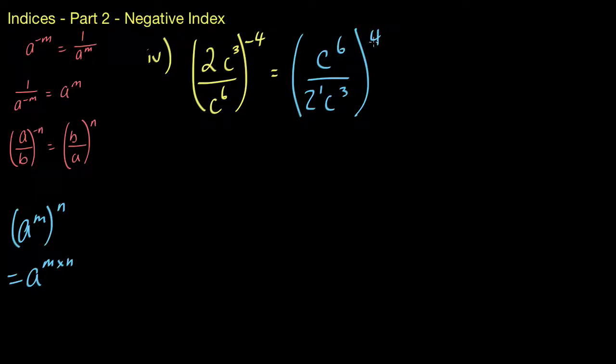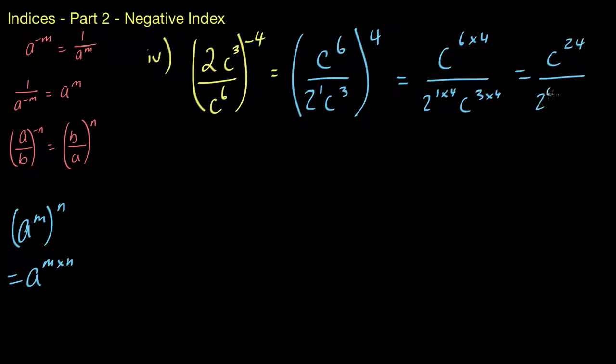So over here, that 4 is going to multiply onto every one of these powers. So you end up with this. You get c to the power of 6 times 4. I'll rewrite it like this. 6 times 4 over here, you get 2 to the power of 1 times 4. And here you get c to the power of 3 times 4. So you end up with 6, 12, 18, 24 powers of c on top.